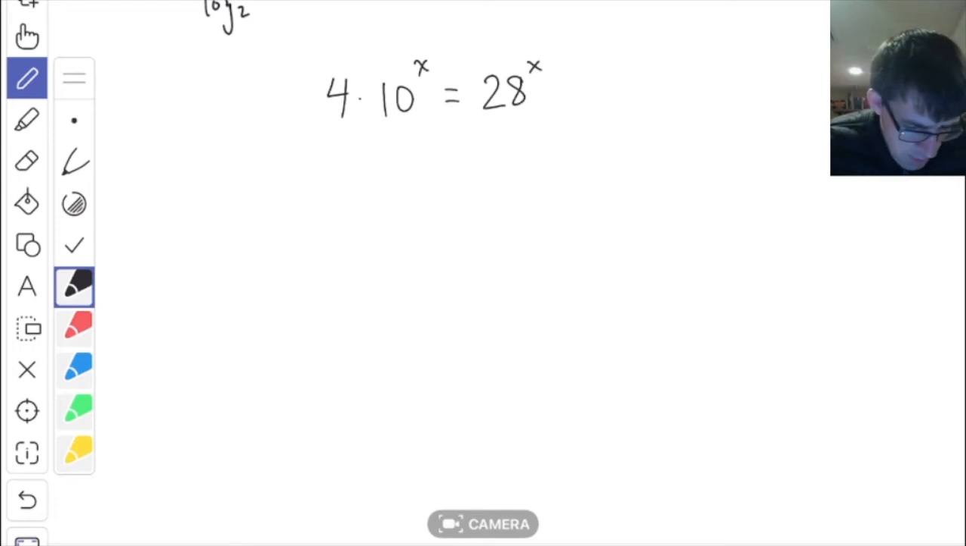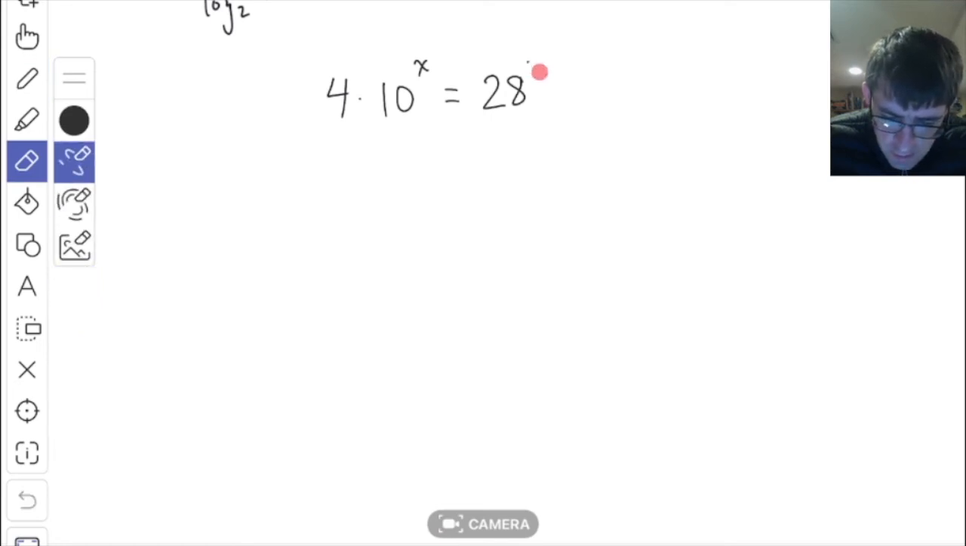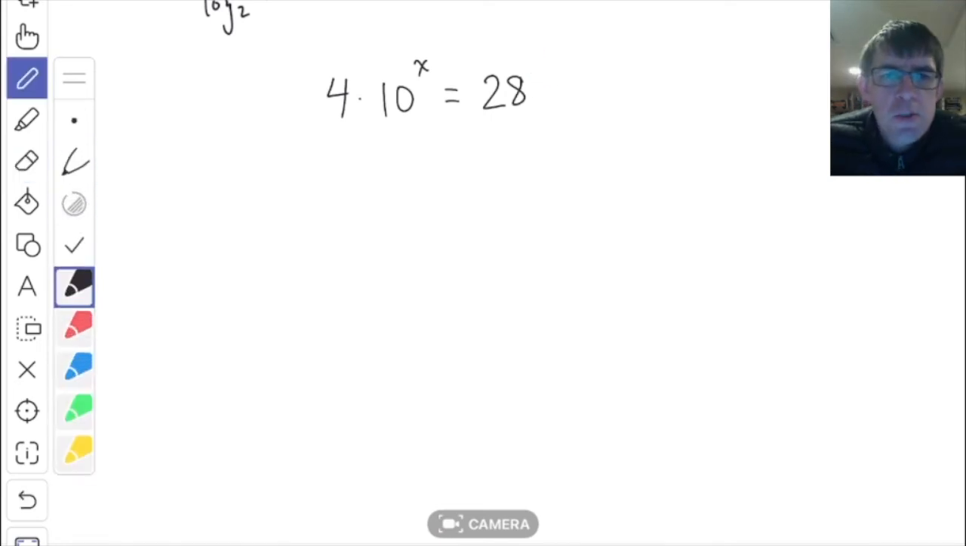That's not what I meant. I meant 28, not 28 to the x. Actually, that one, as written, requires an extra trick that we never really talked about. It's not so hard, but let's do it this way. 4 times 10 to the x equals 28. How are we going to solve for this?